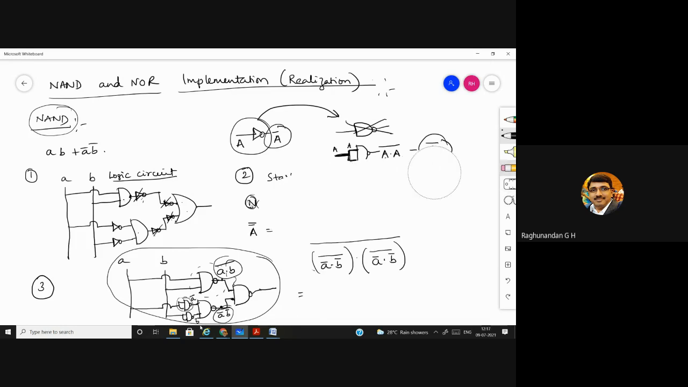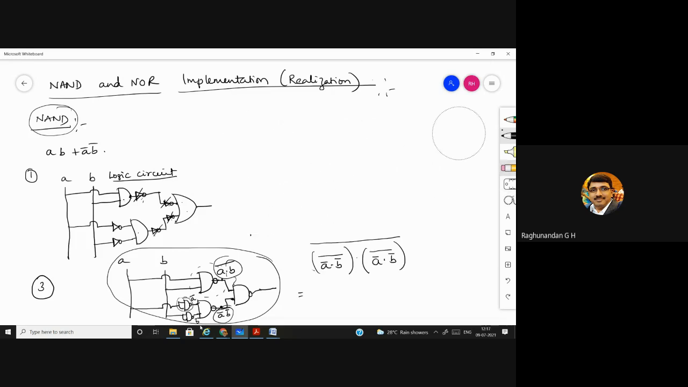Now, what will be the next step? How are you going to simplify this? Just to make sure that whatever circuit we have written is correct, we are doing this. We'll get clarity about this.